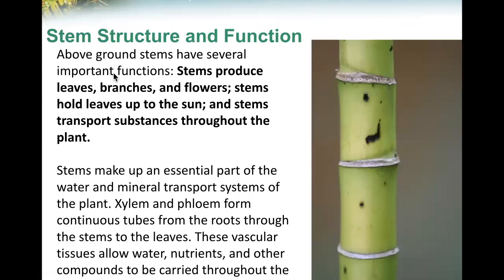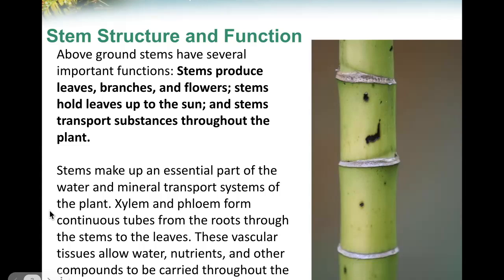Above ground stems have several important functions. Stems produce leaves, branches, and flowers. Stems hold leaves up to the sun, and stems transport substances throughout the plant. Stems make up an essential part of the water and mineral transport system of the plant.